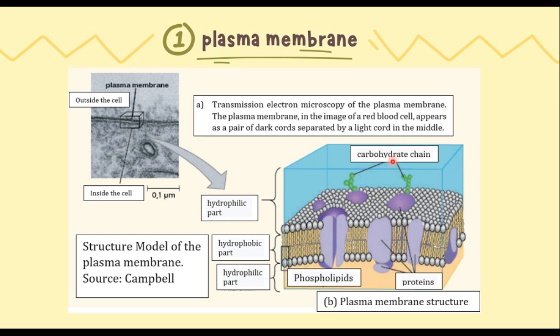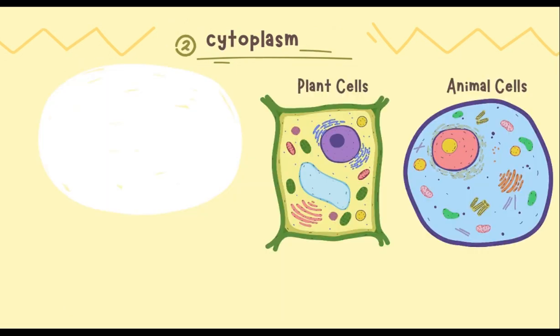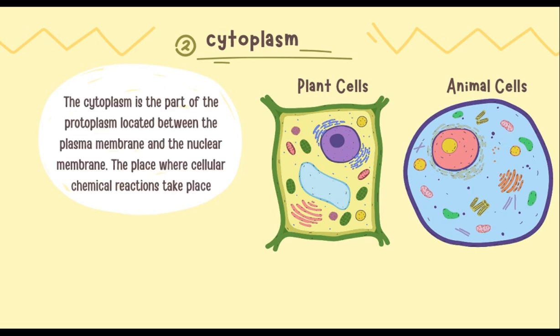The plasma membrane or cell membrane is the boundary structure between the cytoplasm and the outer surface of the cell. It functions as a cell envelope and regulates the entry and exit of substances. The second composition of the cell is cytoplasm. Cytoplasm is a part of the protoplasm located between the plasma membrane and the nuclear membrane, the place where cellular chemical reactions take place.